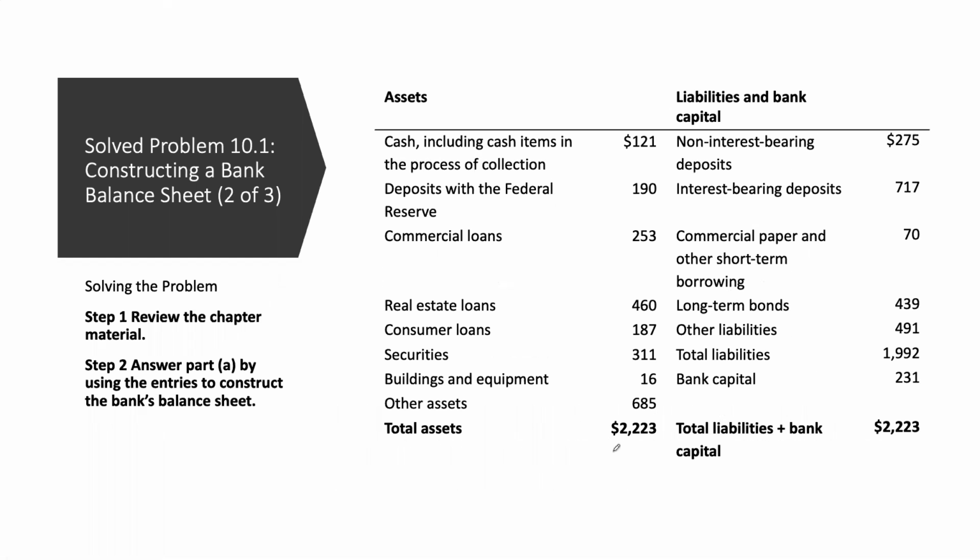So once you arrive at the total assets, and then once you arrive at the total liabilities, the difference between these two numbers, 2,223 and 1,992, this difference between two numbers is what is bank capital. Okay. And then you need to make sure that the books balance, that the total liabilities plus bank capital should be equal to the total assets of the bank. Okay.